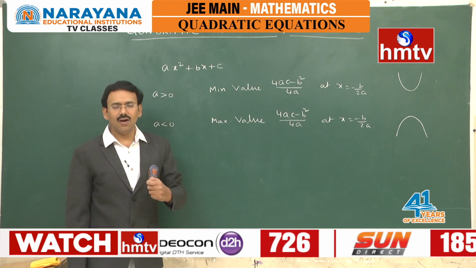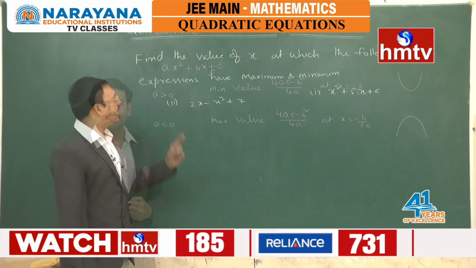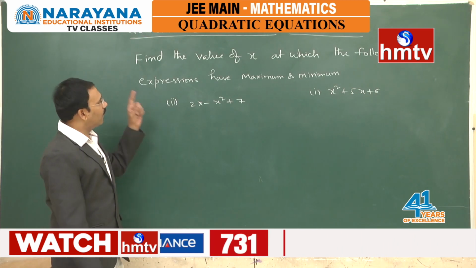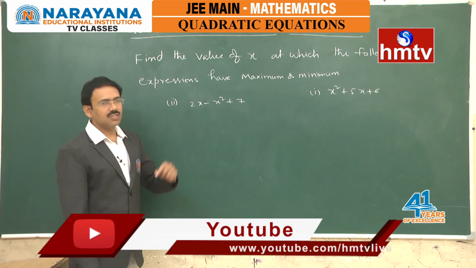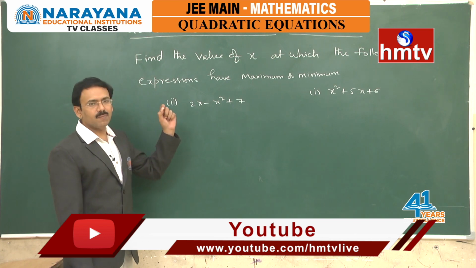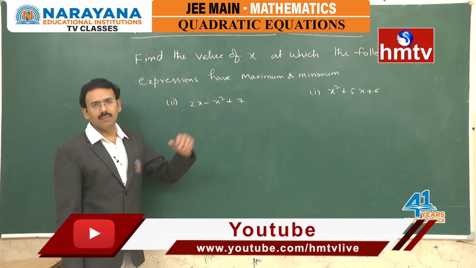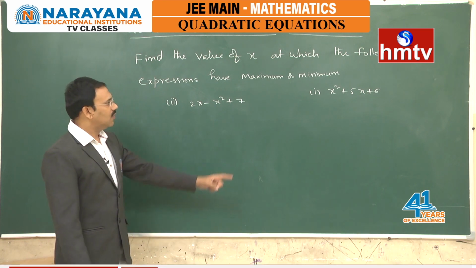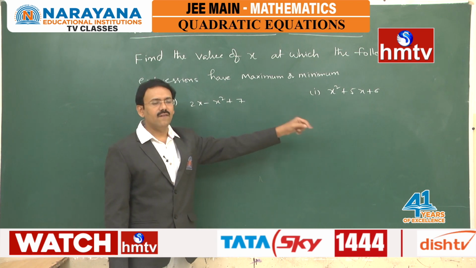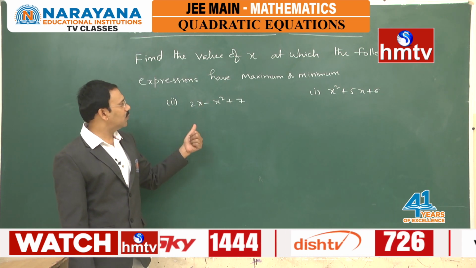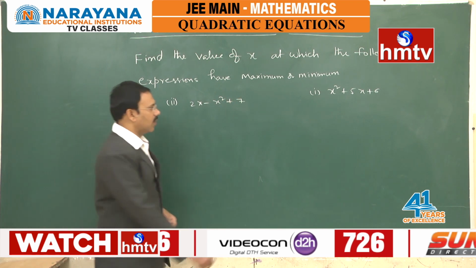Right. Now let us see some problems based on this. Let us see this problem. Find the value of x at which the following expressions have maximum or minimum. You see, one expression is x square plus 5x plus 6, whereas the other expression is 2x minus x square plus 7. Let us first do this problem.